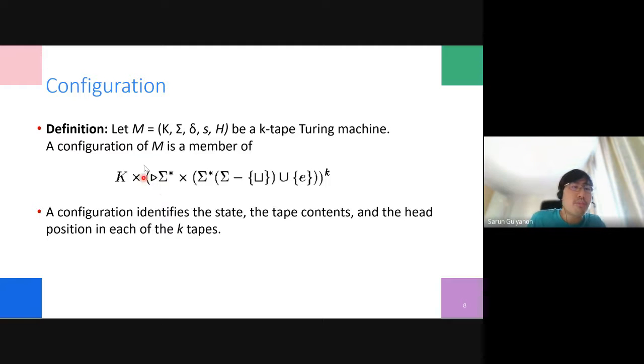This one will be the left-hand side contents of all tapes. Sorry, this will be the left-hand side content, and this part will be the right-hand side content. And then we make it K times for K tapes.